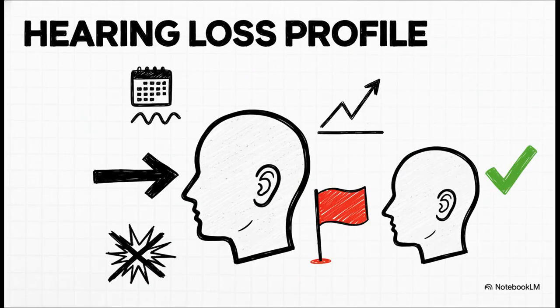So let's start to characterize this hearing loss. We need to know, which ear is it? Just the left? How long has this been going on? A few months. And is it getting worse? Yes. Was there any obvious trigger, like trauma or loud noise? Nope. This combination, unilateral, getting worse, and with no clear cause, is a huge red flag. It should make you think beyond the common stuff and start considering a structural problem.